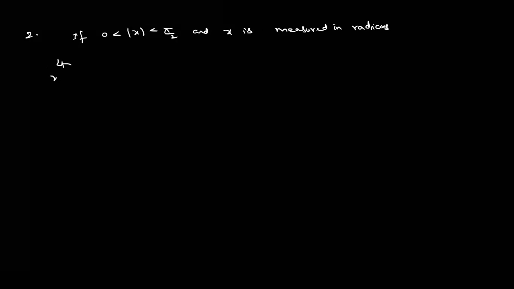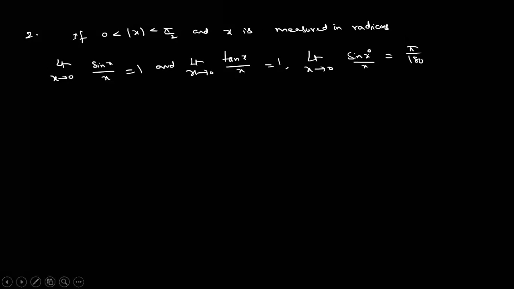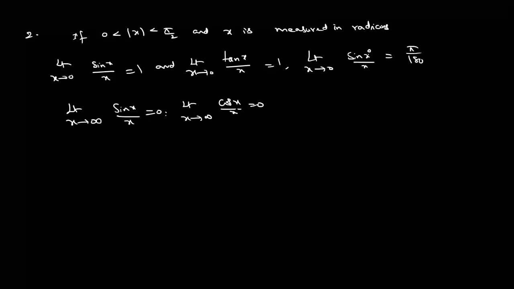Limit x tends to 0, sin x by x is equal to 1. Limit x tends to 0, tan x by x is equal to 1. Limit x tends to 0, sin x degrees by x is equal to pi by 180. Dear students, for these cases, I will give proofs also. Don't worry. Limit x tends to infinity, sin x by x is 0. Limit x tends to infinity, cos x by x is also 0.